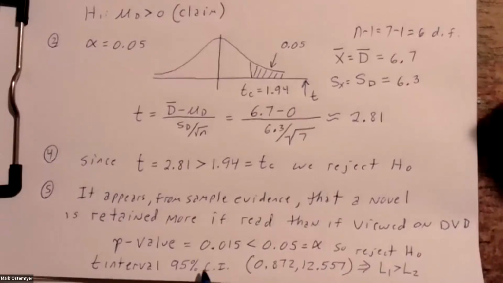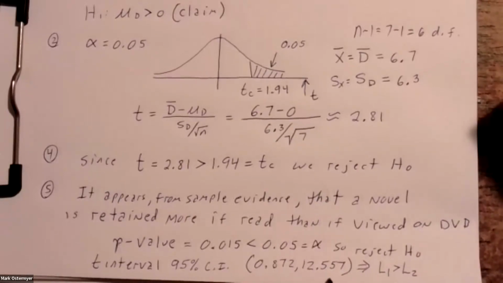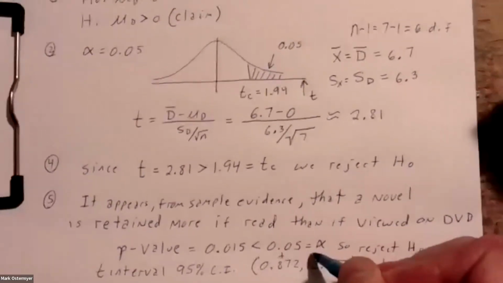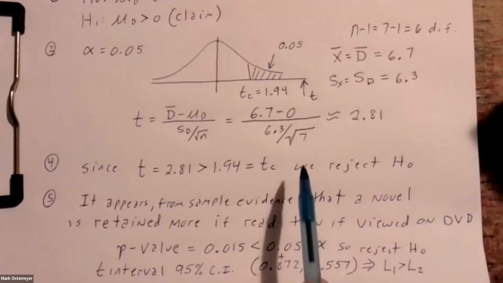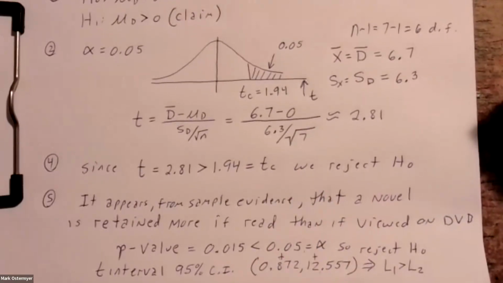I built a 95% t interval, and sure enough, both endpoints of this interval are positive. And because both endpoints are positive, and my order of subtraction was L1 minus L2, that would indicate that L1 is greater than L2. In other words, the retention quiz scores for reading a novel are higher than the scores for viewing a novel on DVD. So the confidence interval cooperates with the p-value, cooperates with the critical value method. They're all in alignment with each other as far as the conclusion is concerned. And that's very important that that be the case.